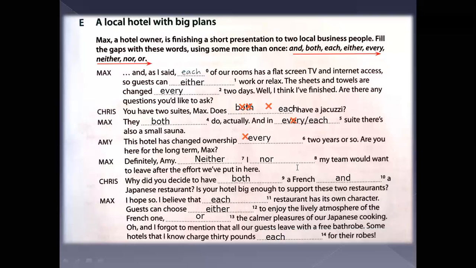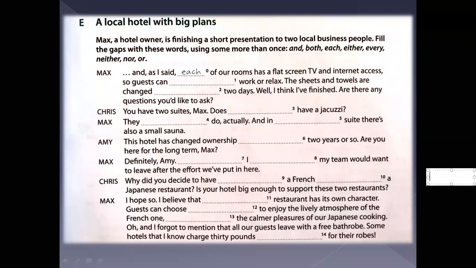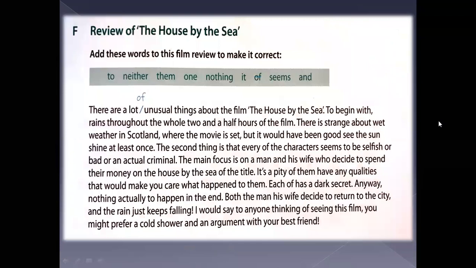So, this is it. The difference between every and each is that every is a general situation and each is particular, a specific situation. And both goes with and, either goes with or, neither goes with nor. Is that clear? Okay. This is it for today.